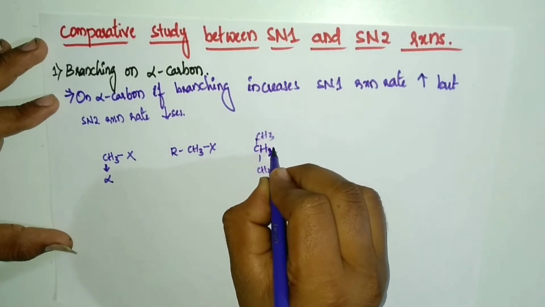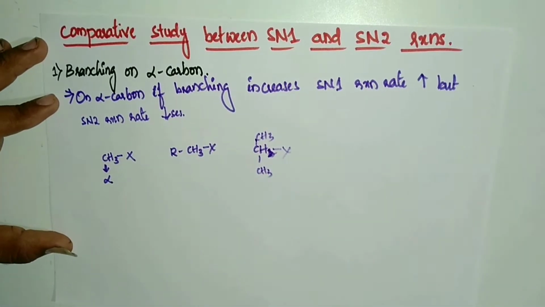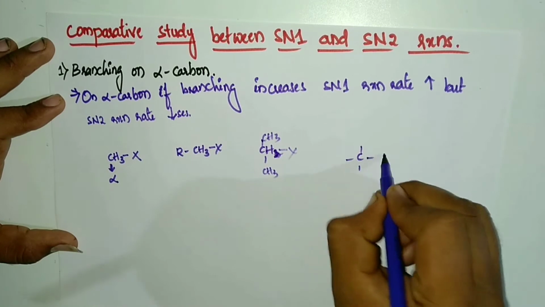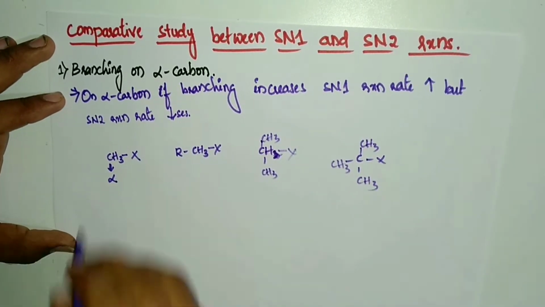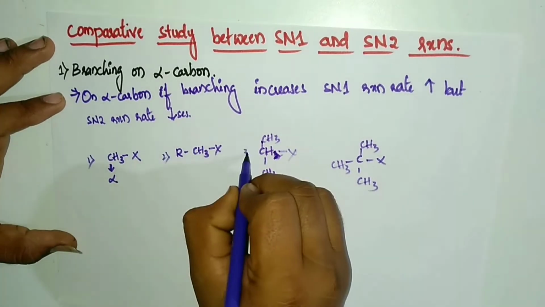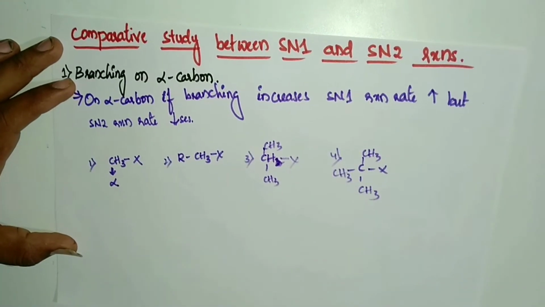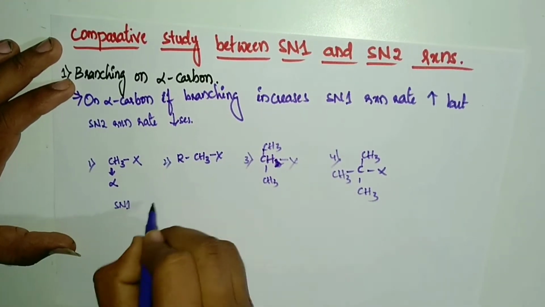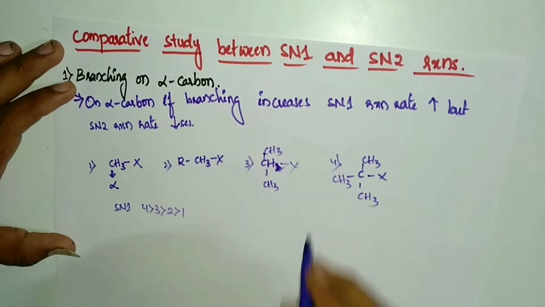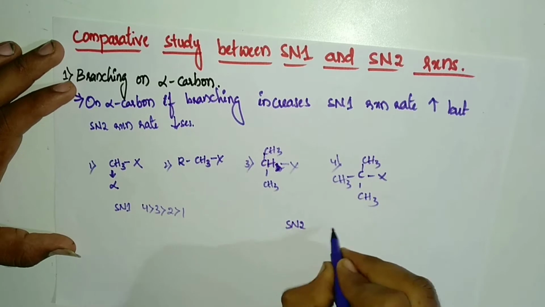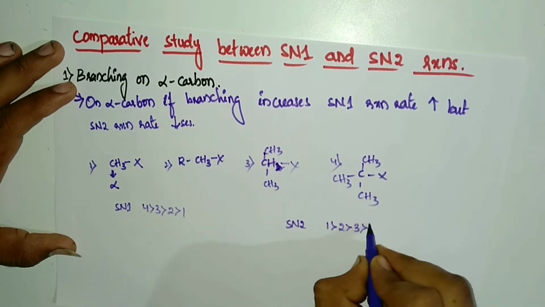Which is more reactive in SN1 and SN2, and which is less reactive? First we will compare in terms of SN1 reactions. In SN1 reaction, the fourth one is more reactive than the third, second and first one. And in SN2 reactions, the first one is more reactive than the second one, third one and fourth one.